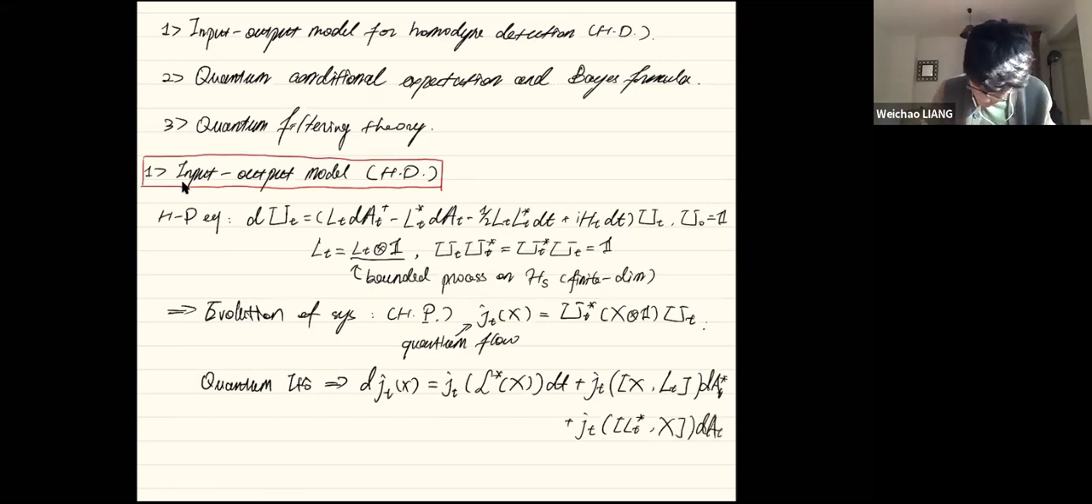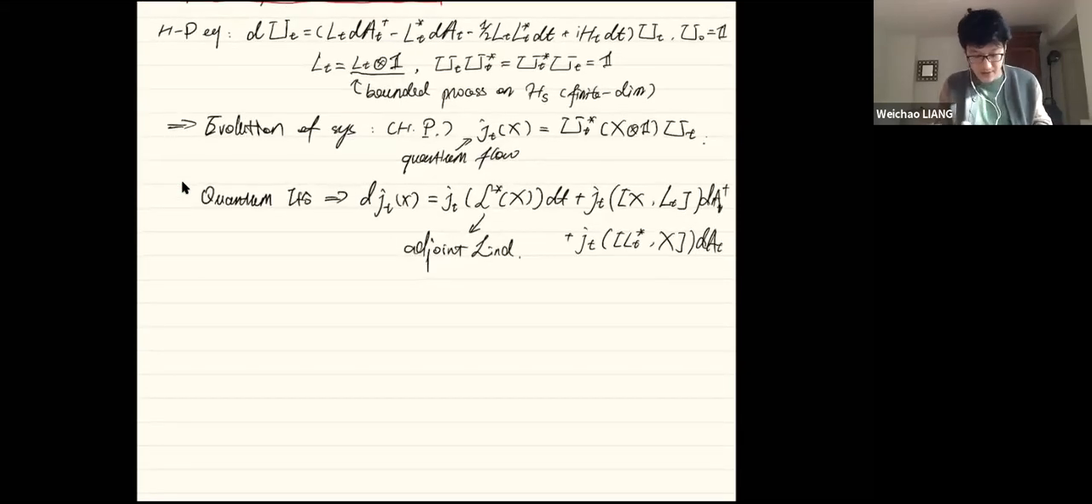So here it is not star. Normally, it is the dagger. And the L star here is the adjoint Lindblad operator. We can calculate it by applying the quantum Itô formula on the quantum flow, and we can obtain this equation. We have already introduced this part in the last course.